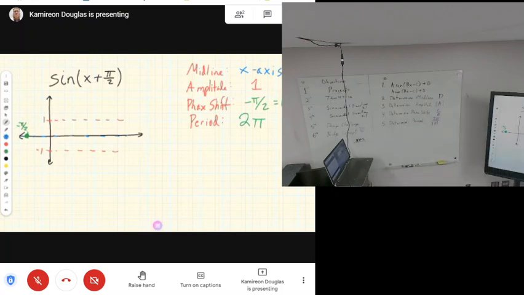So this is a little thing I did not show you guys yet because it's better to understand it when you do the phase shift. For sine, it will always start at the following points: the phase shift, comma, the midline.